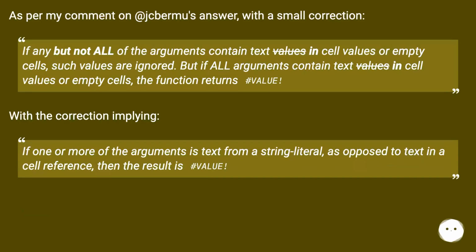As per my comment on Chkbermu's answer, with a small correction. If any but not all of the arguments contain text, in cell values or empty cells, such values are ignored. But if all arguments contain text, in cell values or empty cells, the function returns #VALUE!, with the correction implying, if one or more of the arguments is text from a string literal, as opposed to text in a cell reference, then the result is #VALUE!.